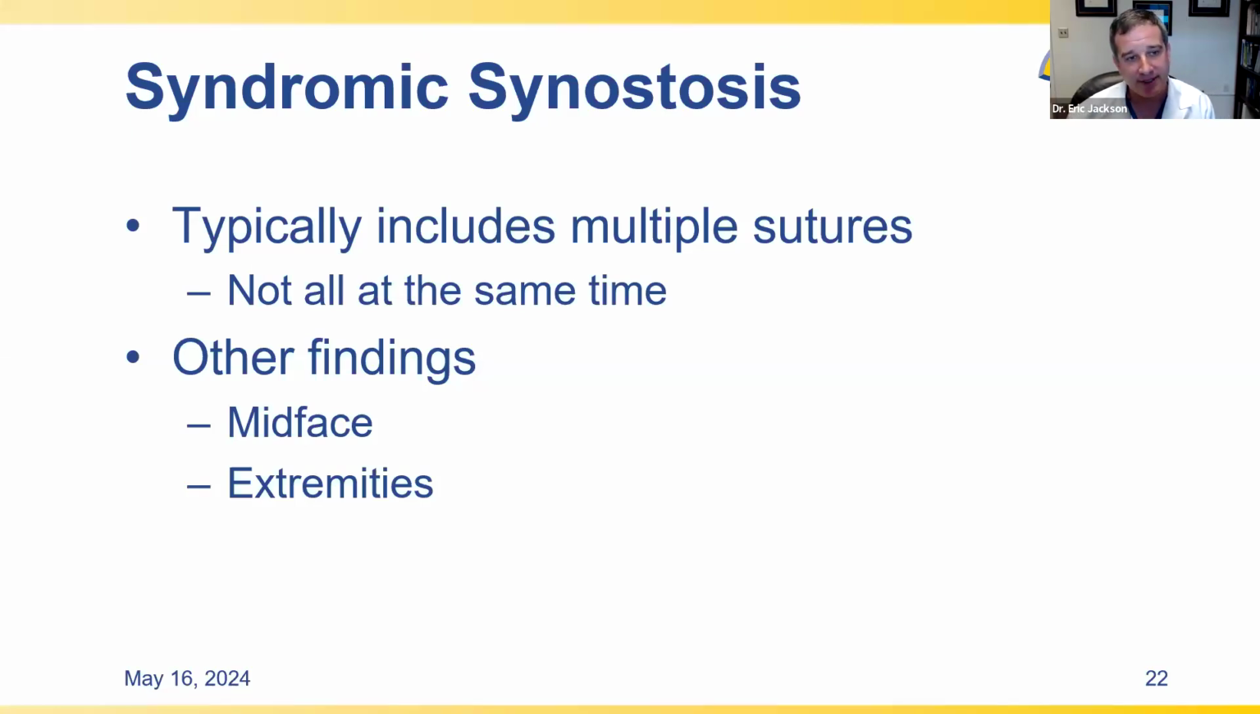Oftentimes, to make the syndromic diagnosis, there can be other abnormalities. Sometimes the mid face is back. And then, like in Apert's, there's syndactyly where the fingers are together. So all of these findings can help make a diagnosis. And that's why we often see patients with our geneticists as well.